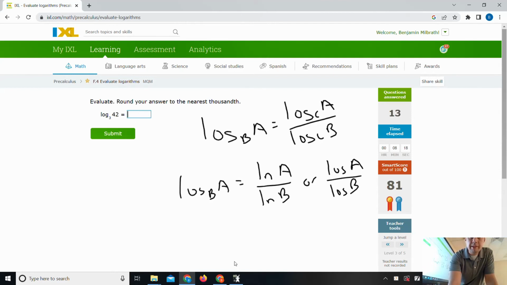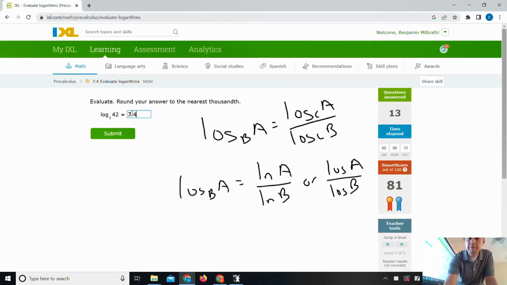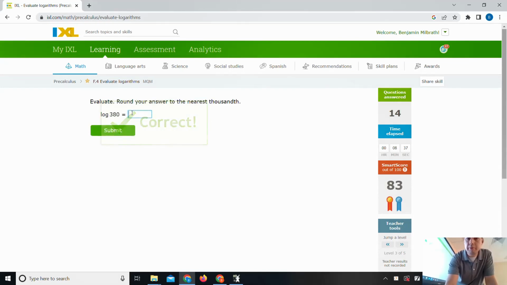Yeah, so in my TI-84, I'm going to type in ln 42 divided by the natural log of 3. And there we go, 3.402. Haven't seen anything hard, 3.402. Beautiful.